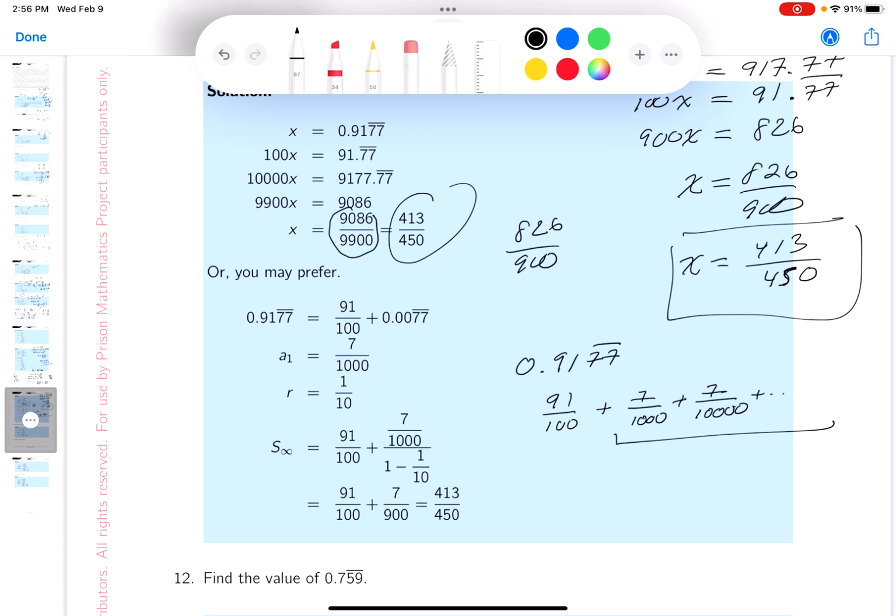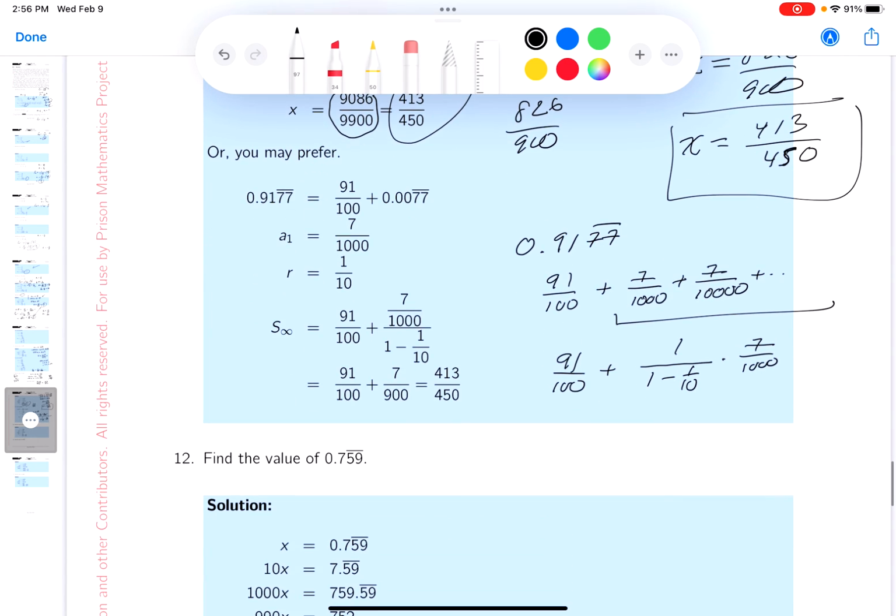All right, let's write this down. What are you going to get? 91 100ths plus, let's remind ourselves what we got, 1 over 1 minus r, where r is 1 over 10, times a1, which is 7 over 1,000. Again, if you enjoy this method over the other one, you're still going to get the same answer. It's whatever you understand that is the way you want to proceed. Don't think one way is better than the other.